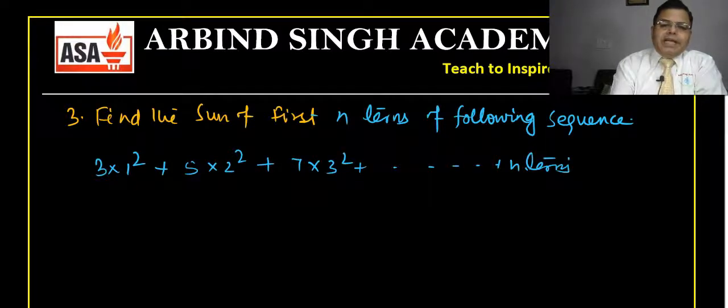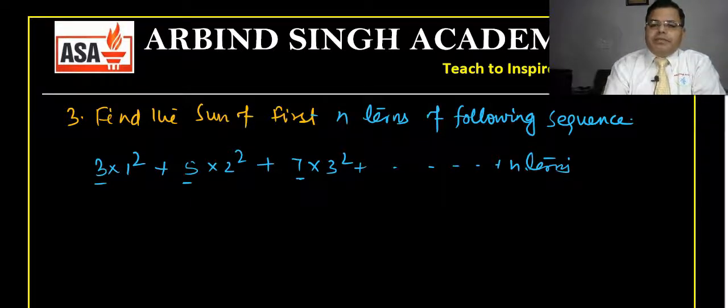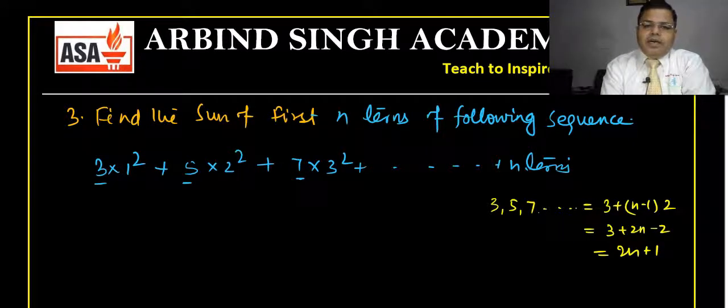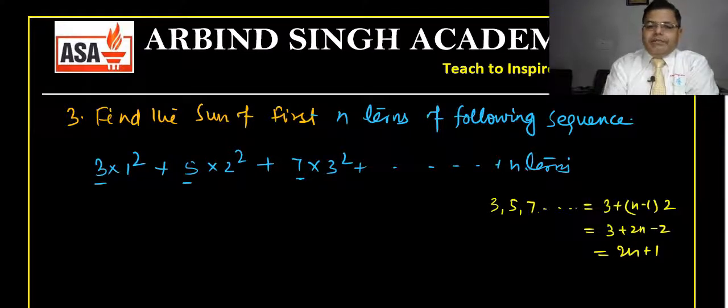To find the nth term of the sequence, you can deal with this: 3, 5, 7. Try to understand how this will be 3, 5, 7, like that. These are in AP, right? So you can write the nth term of this as a plus n minus 1 into 2. So you can calculate it: 3 plus 2n minus 2, and that is 2n plus 1. So the first component of any term is 2n plus 1.